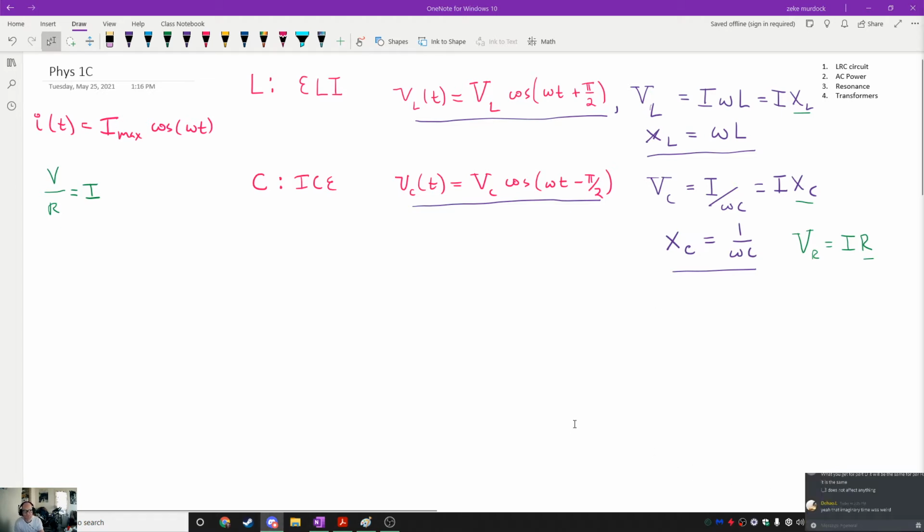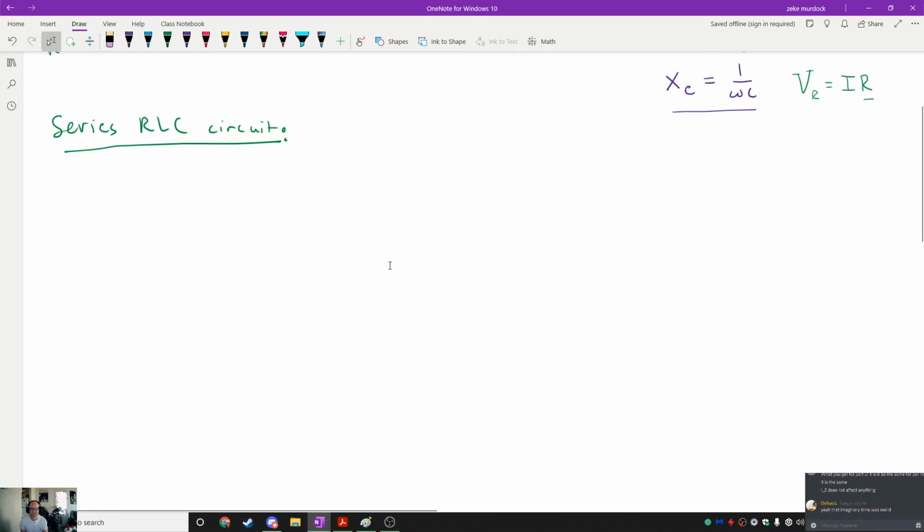I'll fix that later. The next thing we're going to do is to put all three of these things together. So we're going to look at a series RLC circuit. This is what the majority of your homework problems in this chapter are going to be based on, looking at the series RLC circuit.